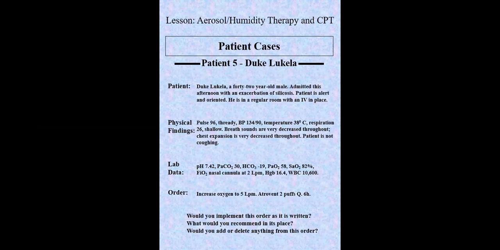Fully compensated respiratory alkalosis. Okay, you say fully compensated respiratory alkalosis. Anybody say anything different? Okay. Mild hypoxemia. Yeah, mild hypoxemia. There you go. The pH is in normal range, so it is fully compensated respiratory alkalosis with mild hypoxemia. His white blood count is up just a little bit.